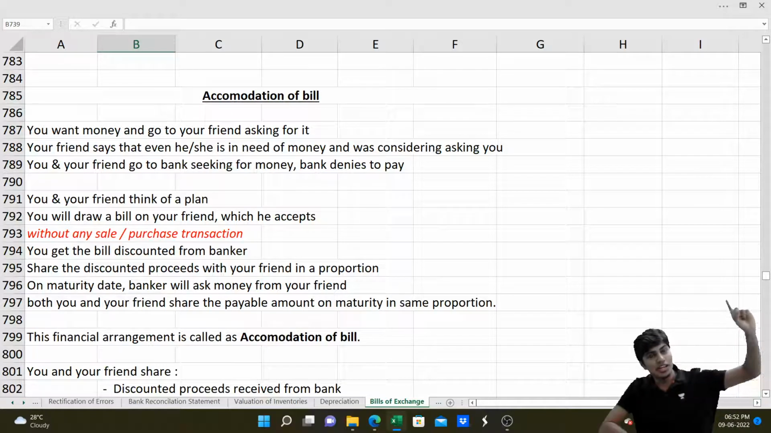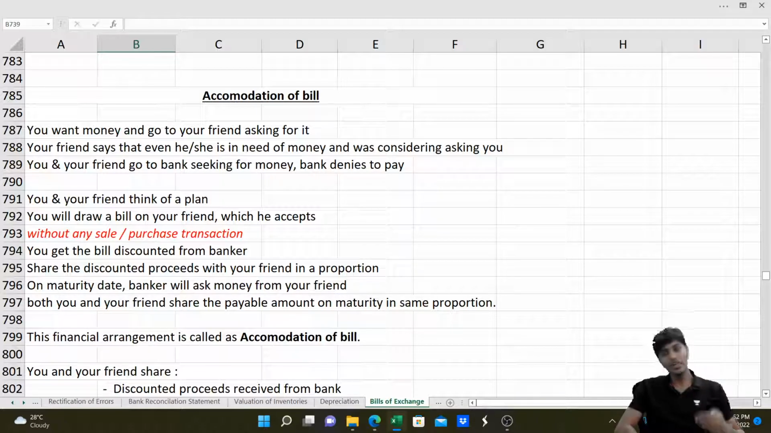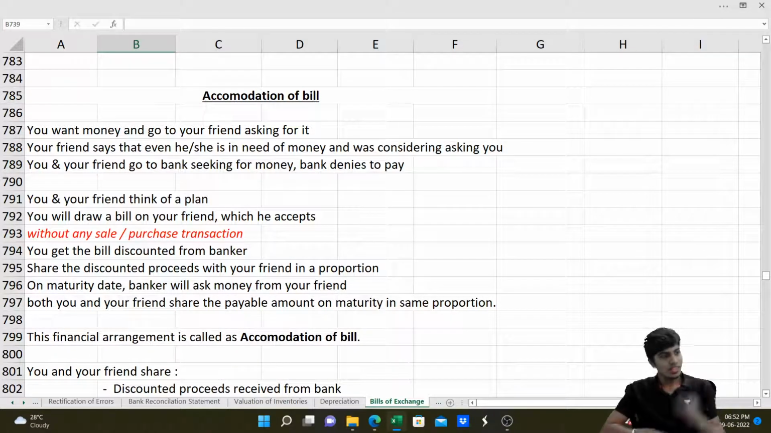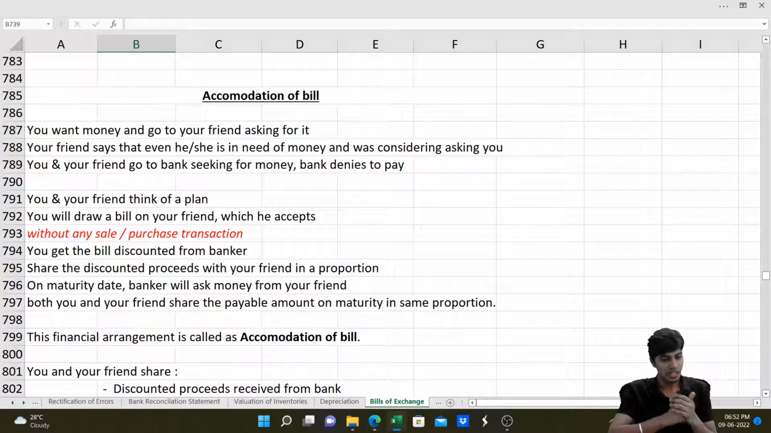On the maturity date, when the banker goes to your friend and asks for money, he doesn't have to pay the entire maturity amount. That also you will share. Everything in the same ratio. So this is a financial adjustment wherein you raise a bill on each other and then you get it discounted and share the discounted proceeds in a pre-agreed ratio. This is the same ratio in which discounted proceeds, discounting charges, and the maturity proceeds to be repaid to the banker will be shared. A beautiful topic. This is called accommodation of bill.